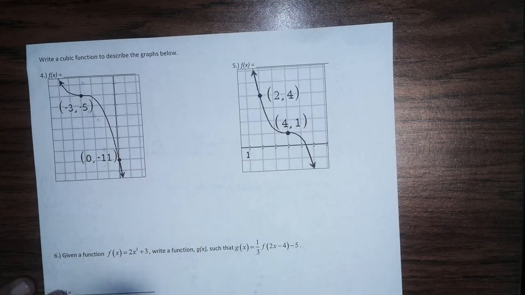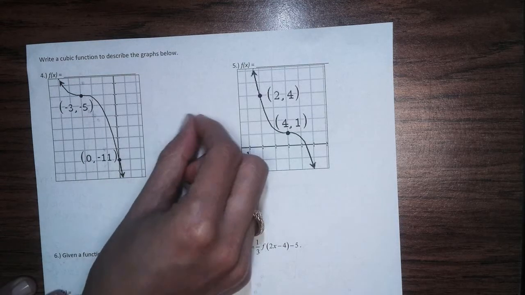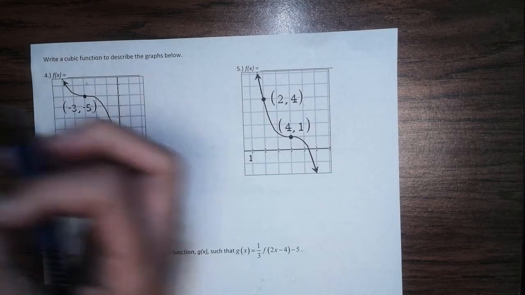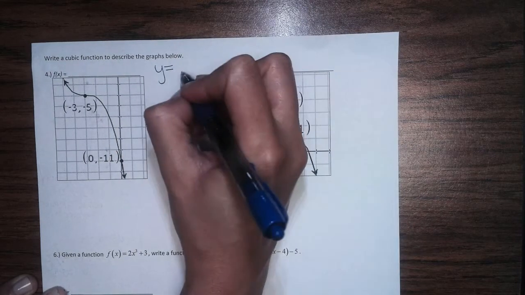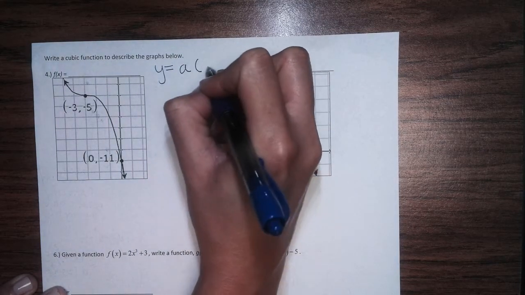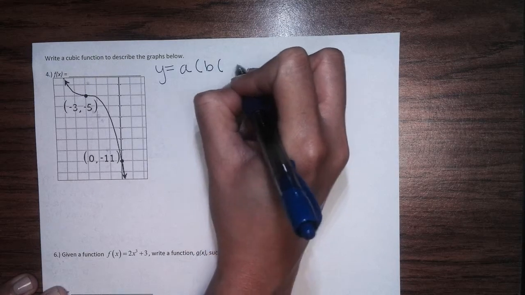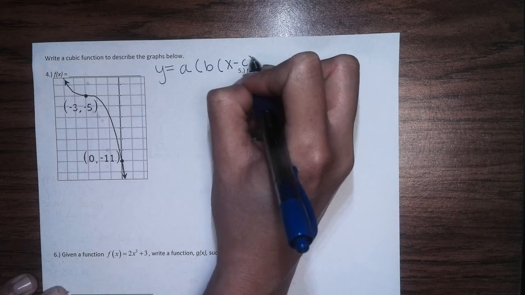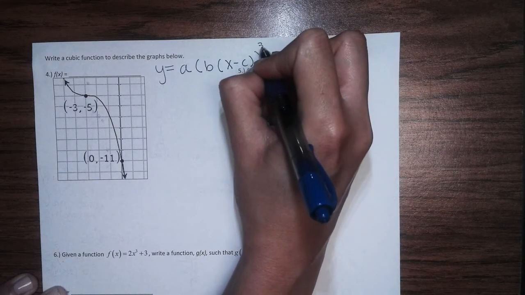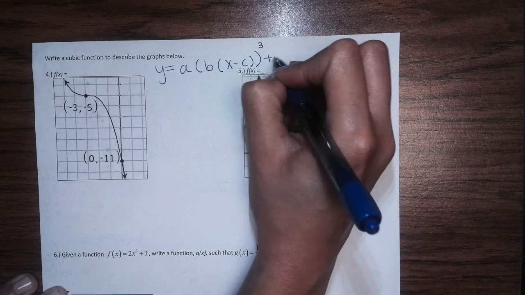Alright, so you need to be able to give me the equation based on the graph. So let me tell you what the general equation is. It's always y equals a times parentheses b times parentheses x minus c, close parentheses, cubed, don't forget the cubed, plus d.